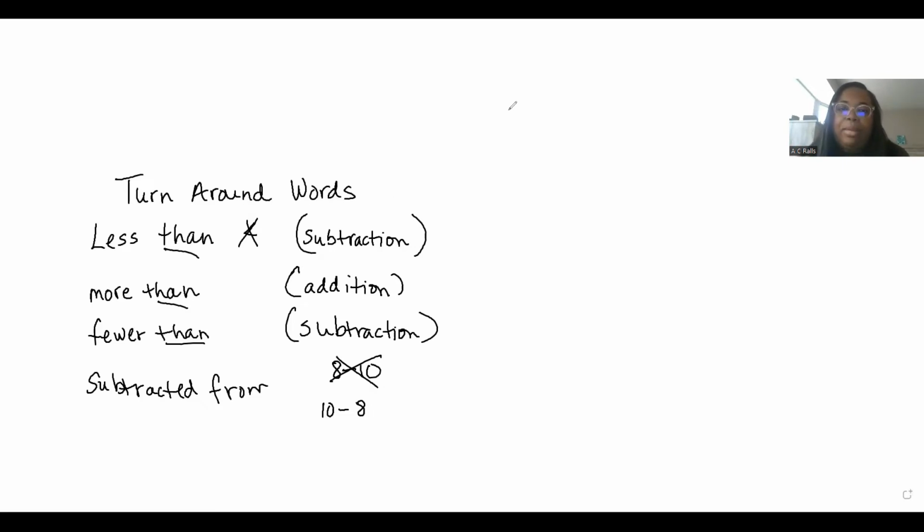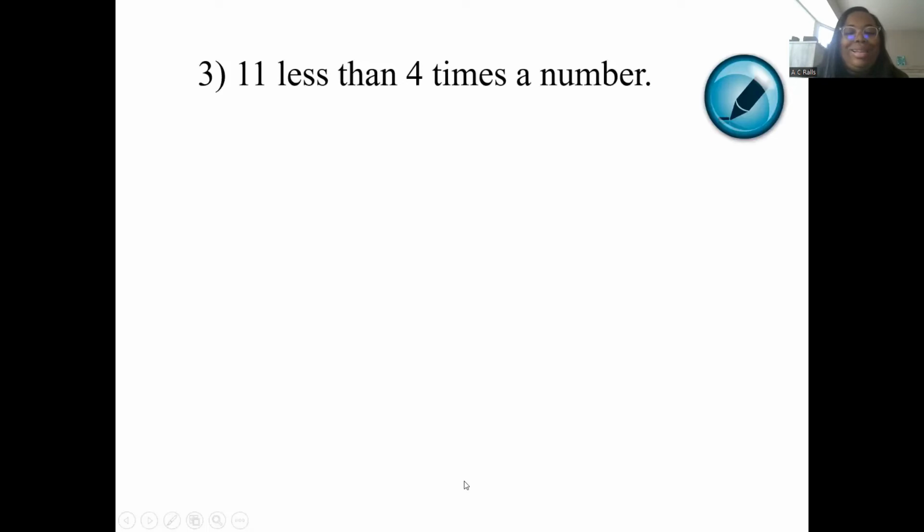All right. Let's get back to the other presentation. So 11 less than 4 times a number. We just found out this is one of my turnaround words. So even though less than means to subtract, it's not going to be 11 minus, it's going to be something minus 11. That's really the key to this. It's going to be something minus 11.